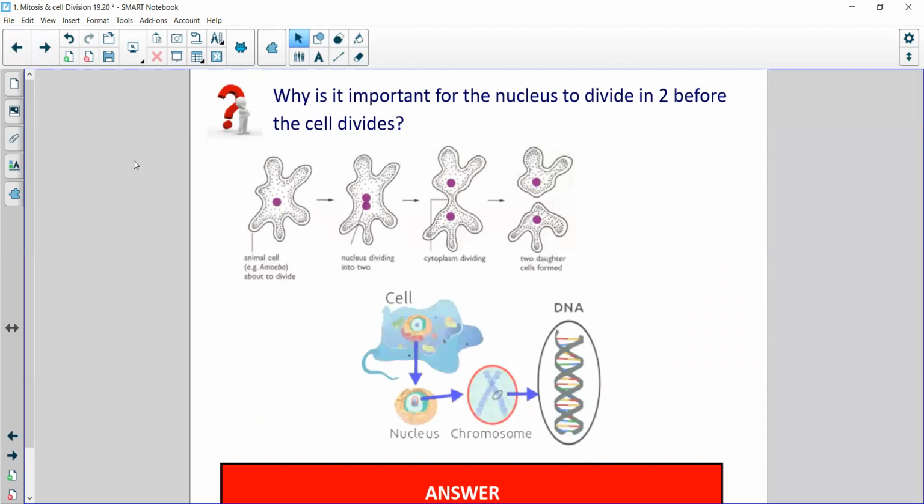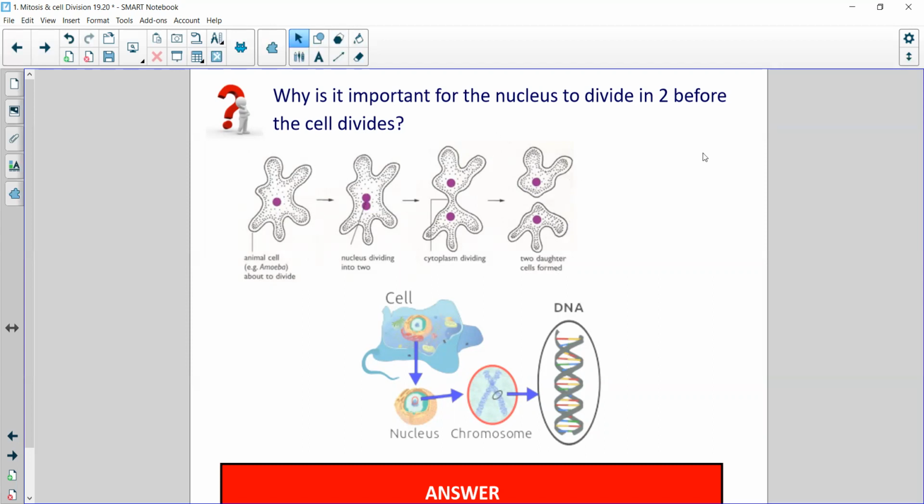Okay, so the first thing really is, why is it important for the nucleus to divide in 2 before the cell divides? So you can see a picture here. This is actually an amoeba, but you can see that this amoeba is going to divide. But you'll notice that the first thing that has to happen here is that the nucleus has to divide. So this cell briefly has 2 nuclei, and then eventually the rest of the cell divides. So the cytoplasm splits, the cell membrane splits, and we now have 2, what we sometimes call daughter cells, but these came from that. So they are pretty much genetically identical to that.